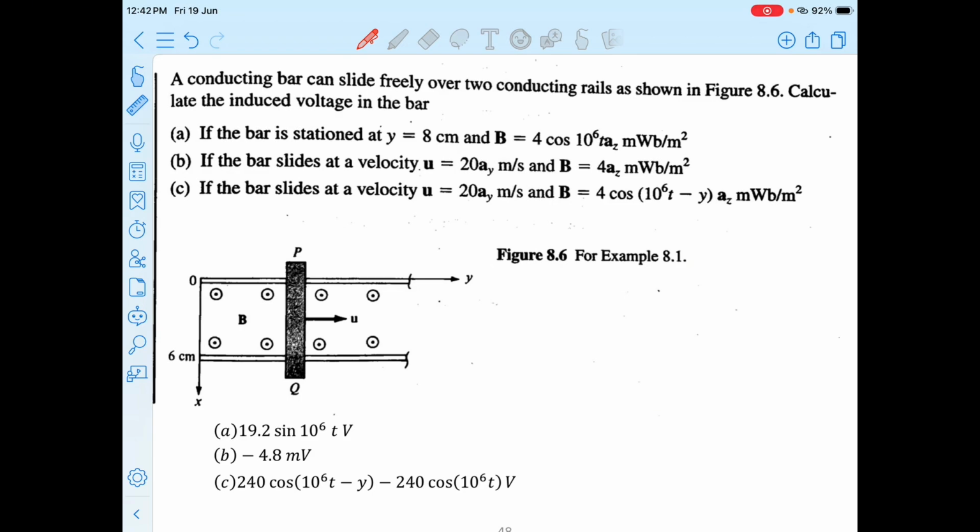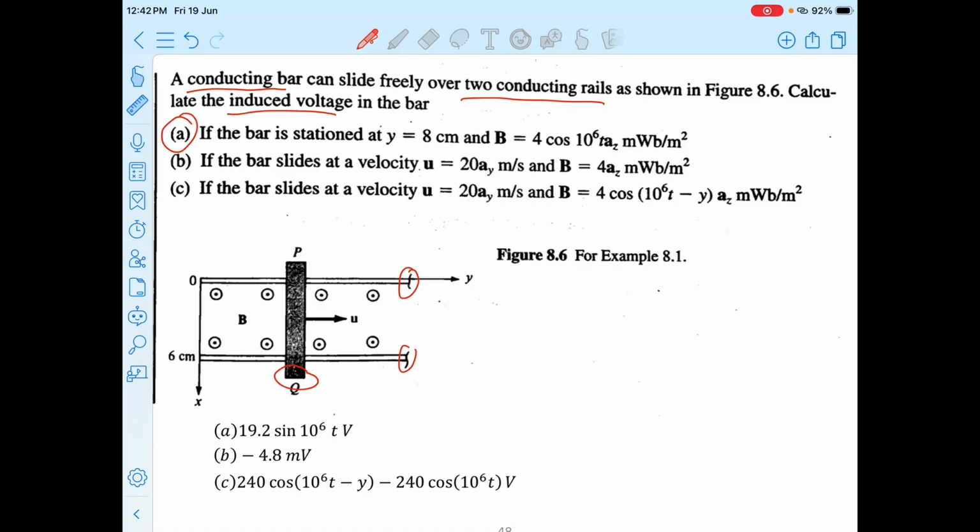Now you have a conducting bar. I guess you understand what is the meaning of conducting bar. It can slide freely over two conducting rails. This is the conducting rail and this is the conducting bar, as shown in the figure, so you can move the bar to the left and right.